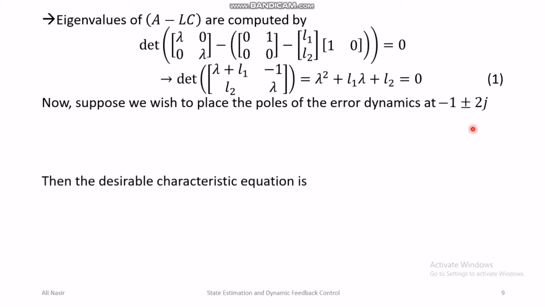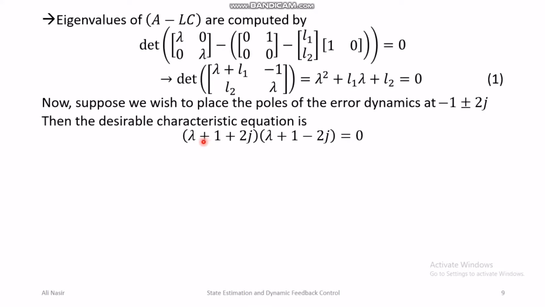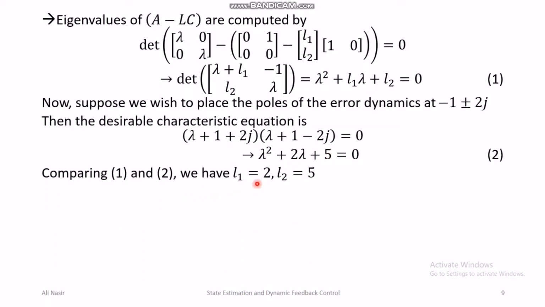So the desirable characteristic equation will be (lambda plus 1 plus 2j) times (lambda plus 1 minus 2j). This is the factored form of the polynomial corresponding to these roots. When we multiply everything out, this is lambda square plus 2 lambda plus 5 equals 0. So this is the desirable characteristic equation for error dynamics, and this is the actual characteristic equation for error dynamics. If we compare these two equations, we see that L1 is equal to 2 and L2 is equal to 5. Once we select L1 equal to 2 and L2 equal to 5, the error dynamics will have eigenvalues at -1 plus or minus 2j, which means that the error will go to 0 as time goes to infinity.